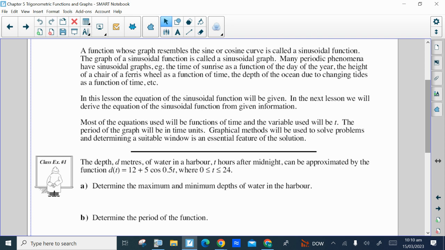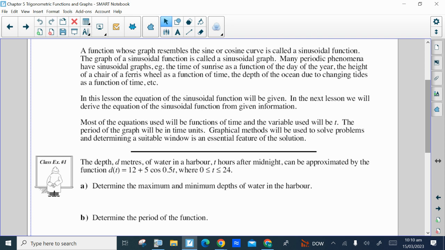in the ocean rise and fall, and the height of the tide or the depth of a harbor can be expressed as a sinusoidal function. But there are other ones as well. For example, the time of sunrise as a function of the day of the year. So if you kept track every day of the year, the time that the sun rose every morning, and you plotted that data, it would follow a sinusoidal function. In the same way, the time of sunset would do exactly the same thing, would follow a sinusoidal function.